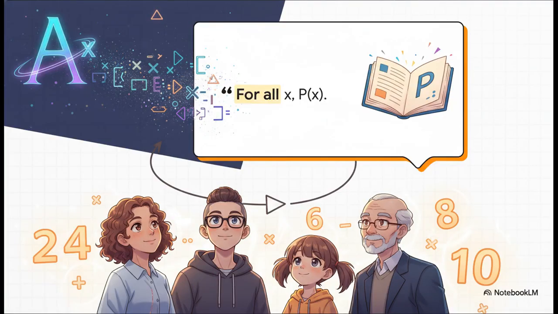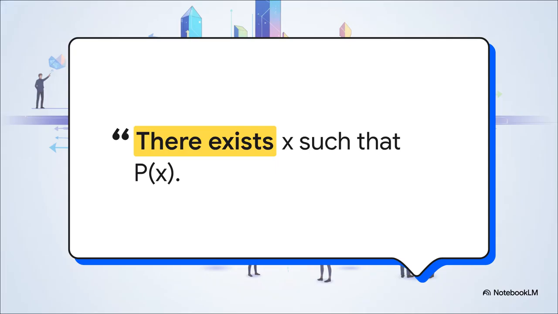Let's break down the universal quantifier first. When you see that upside-down A next to an x, followed by our predicate P of x, it perfectly translates to this phrase: for all x, P of x. Using our anchor example, this formula boldly claims, for all x, x is even. It's an absolute, sweeping statement applying to every single item in whatever numerical universe we're currently evaluating. Now contrast that massive scope with the existential quantifier. When you see that backwards E, the formula translates to, there exists an x such that P of x.